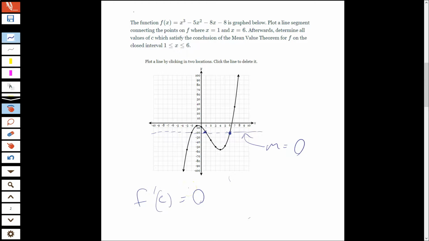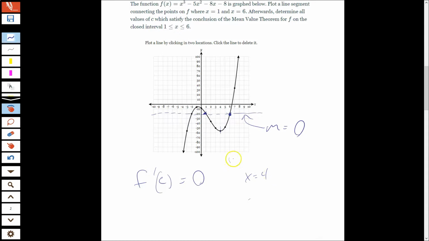Well, that should sound familiar, right? So really what we're looking for is the minimum, right? We're looking for that critical point here. So we already know that this is going to be at x equals 4. But let's just solve it so you can see another example.